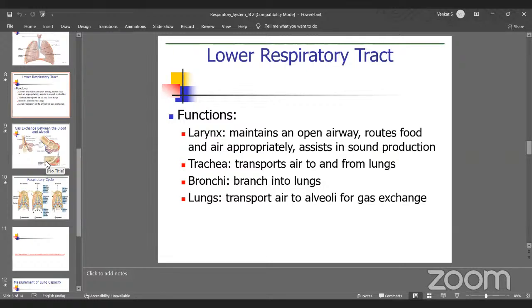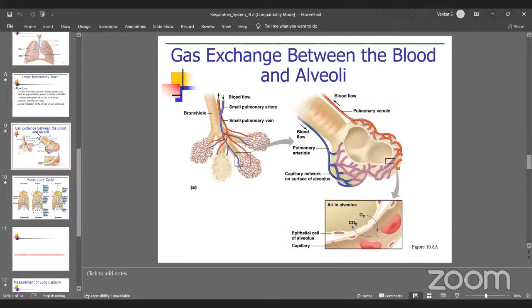Bronchi branch into the lungs. The lungs transport air to the alveoli for gas exchange, so gas exchange happens between the blood and the alveoli. See this diagram of the blood flow: small pulmonary artery, small pulmonary vein, and branches. So this is the blood flow through the pulmonary arterioles.